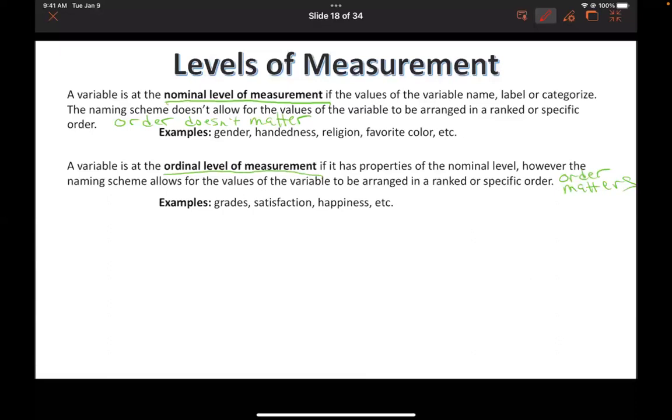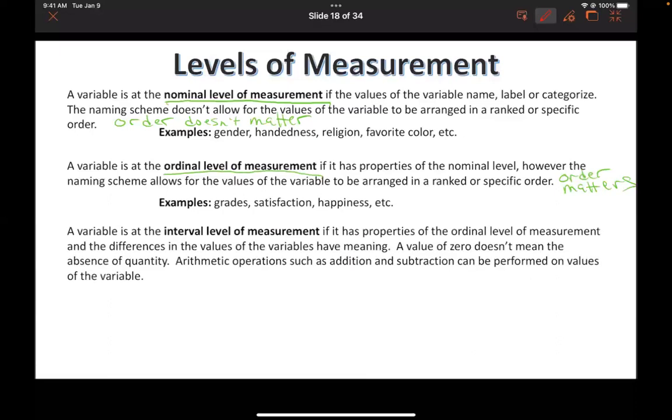Right. The next 2 are quantitative, and I'm changing colors just for fun. So first one is interval. So here is the part that's going to help you. 0 doesn't mean absence of quantity, plus the math that you do with it, addition and subtraction. So the math you would do with these measurements would be addition and subtraction, and 0 doesn't mean absence of quantity. So whenever I'm looking at a quantitative thing and I'm trying to determine the level of measurement, the first thing I determine is, does 0 mean absence of quantity?